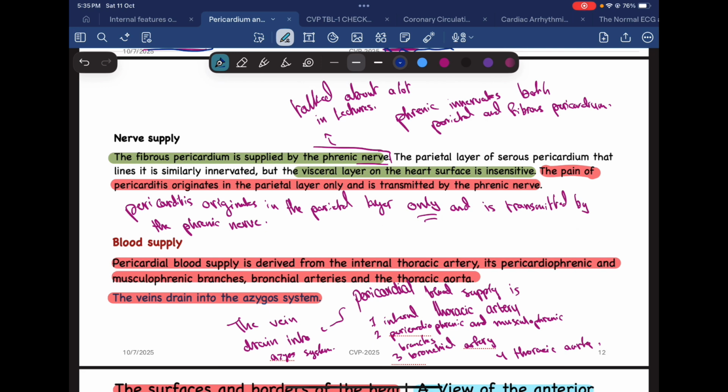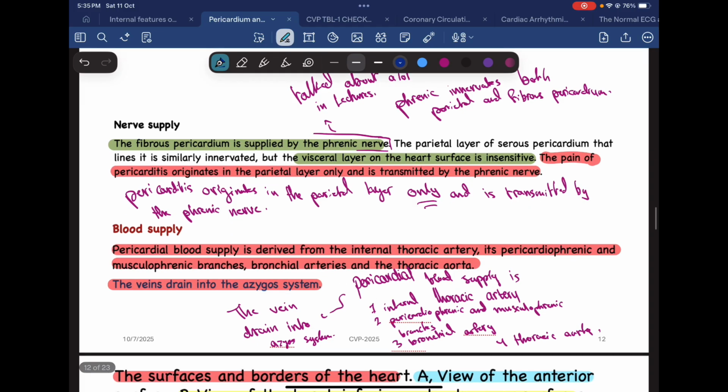Now, let's talk about the nerve supply. The fibrous pericardium is supplied by the phrenic nerve. He talked about the phrenic nerve a lot, so high chance, high yield, he's gonna ask about it. The phrenic innervates both the parietal and the fibrous pericardium. That's why you feel pain in them.